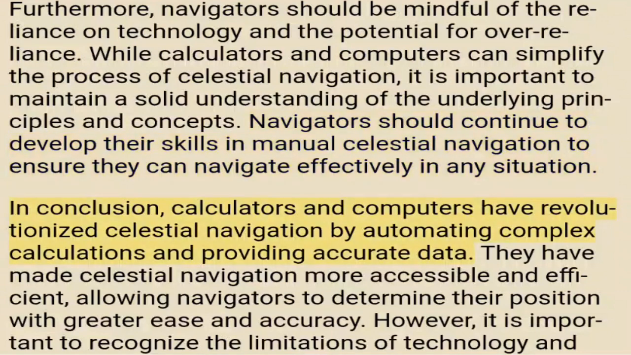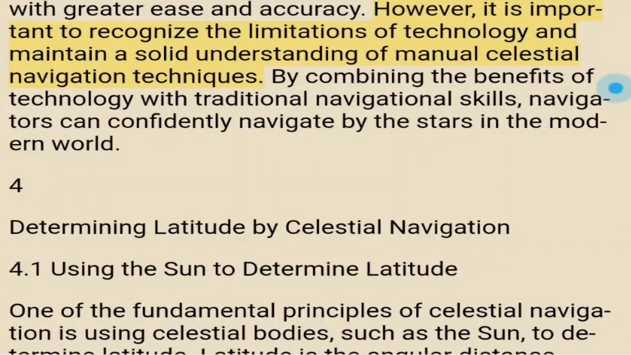In conclusion, calculators and computers have revolutionized celestial navigation by automating complex calculations and providing accurate data. They have made celestial navigation more accessible and efficient, allowing navigators to determine their position with greater ease and accuracy. However, it is important to recognize the limitations of technology and maintain a solid understanding of manual celestial navigation techniques. By combining the benefits of technology with traditional navigational skills, navigators can confidently navigate by the stars in the modern world. 4. Determining latitude by celestial navigation.